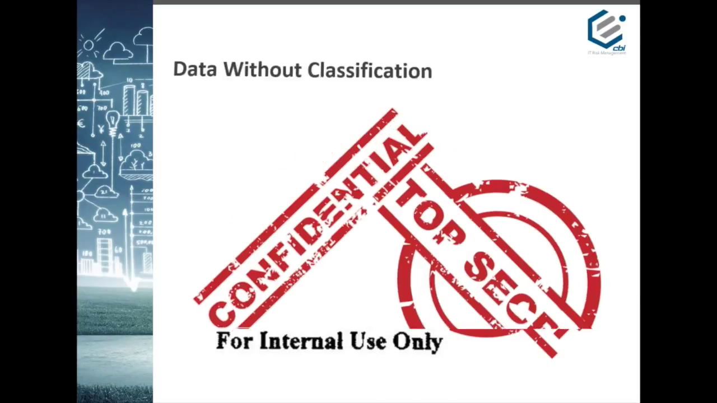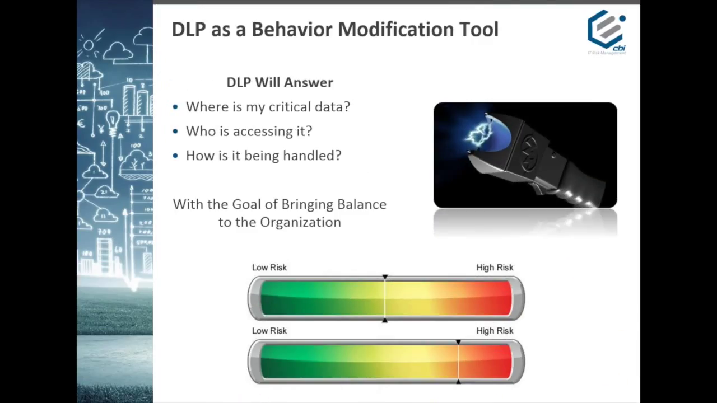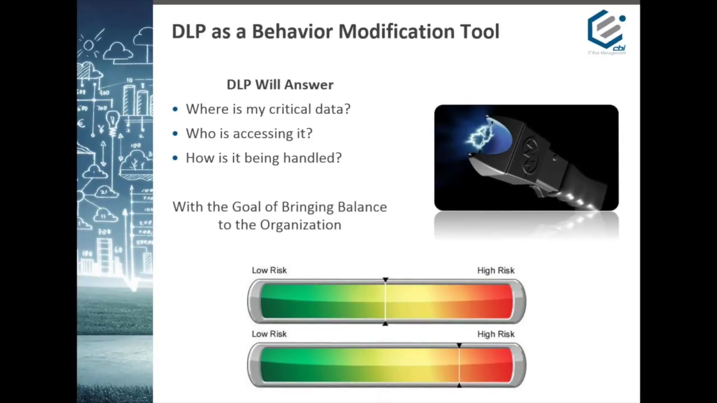So how can we do this differently? Well, first and foremost, I view DLP as a behavioral modification tool. Now, I don't mean it's a taser, well, at least not at first, but it should be used as a tool that provides insight into 1, where is my data? 2, who has access to it? And 3, how is it being handled? It's critical that all parties understand what the tool is and how it's to be used. And it's the how is it being handled that really provides the most valuable information.